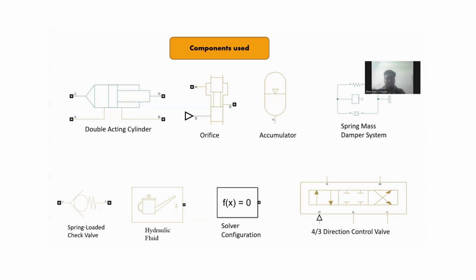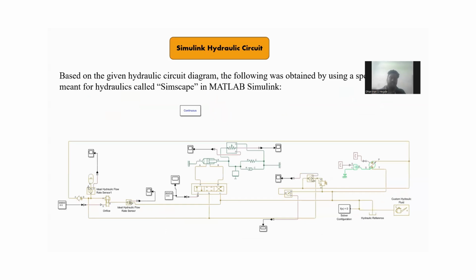Next comes the spring-loaded check valve, which ensures the flow is taken in just one direction. The hydraulic fluid can be of different types; the common one is Skydrol 5. Next come the solver configurations. And now a 4x3 direction control valve ensures the flow occurs from the accumulator to the double acting cylinder and then towards the hydraulic reference. So this is the hydraulic circuit diagram in the Simulink model as per the schematics.